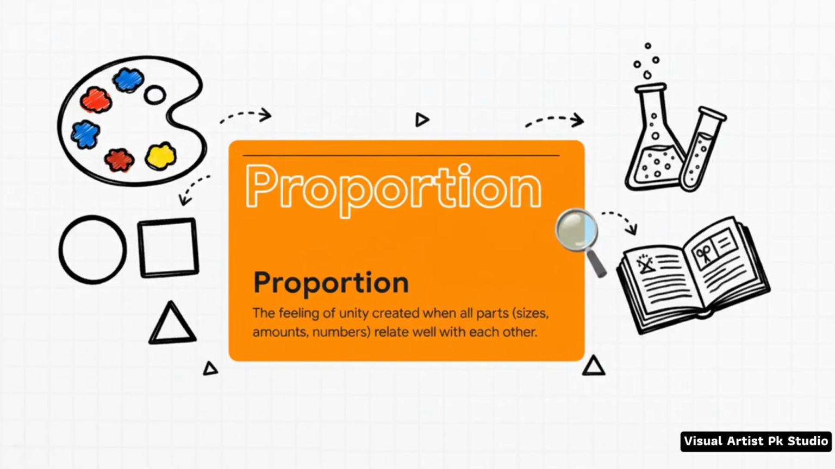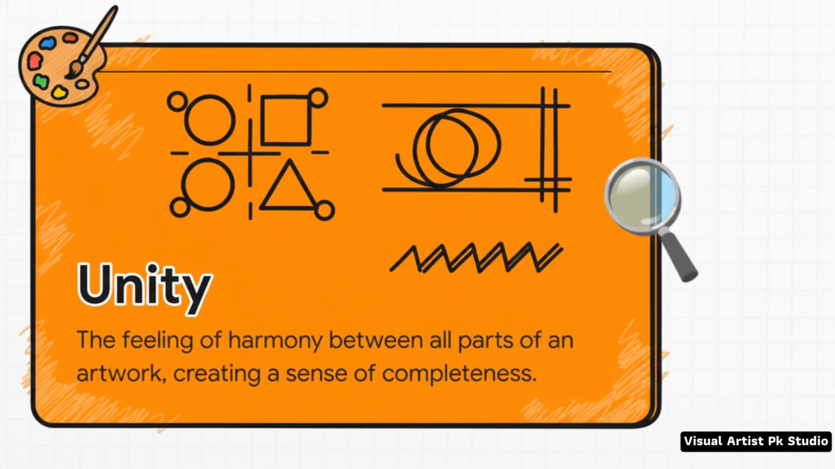Proportion is all about relationships, specifically how the sizes of different things relate to each other. When an artist nails the proportions, the whole piece just feels right. It's harmonious. It feels like every single part is exactly the right size for its role in the story. And all of this really is driving toward the ultimate goal: unity. Unity is that feeling of completeness. It's when every single element and every single principle is working together perfectly. Nothing feels weird or out of place. The entire artwork just sings as one cohesive statement.